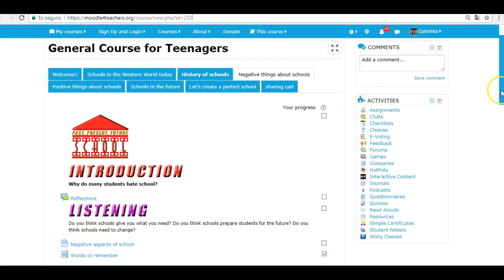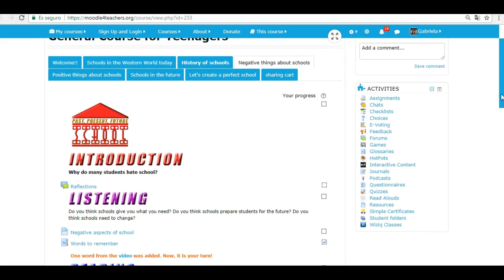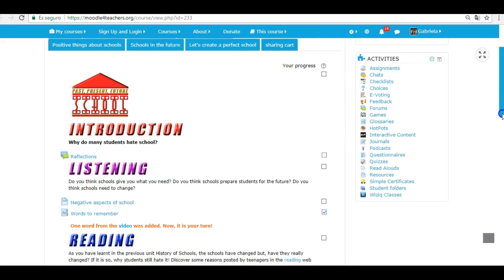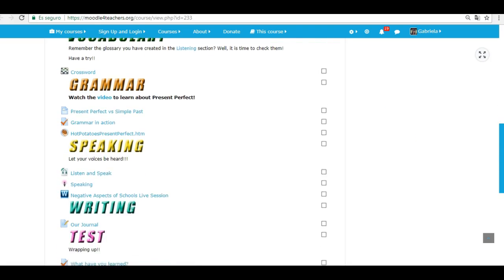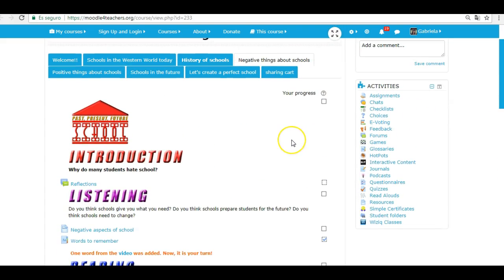So you will notice when the other members of the team document their individual work that each unit is divided into the same sections, and they are introduction, listening, reading, vocabulary, grammar, speaking, writing, and tests. The idea of presenting the units in that way is to facilitate the learners going through the online course, and in all the units you will find our logo to identify the course, the name, the topic of the course.